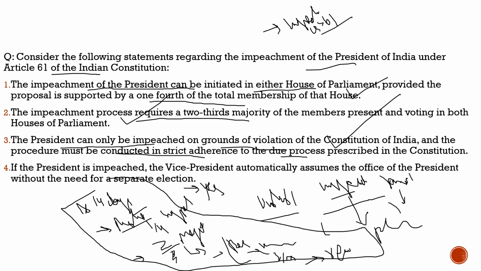Fourth statement, if the president is impeached, the vice president automatically assumes the office of the president without the need for a separate election. No, there is definitely the need for a separate election. So with respect to this question, the correct statements are statement 1, statement 2, and statement 3. So I hope you had understood the impeachment process in a very simple language. I hope you had understood this question also.